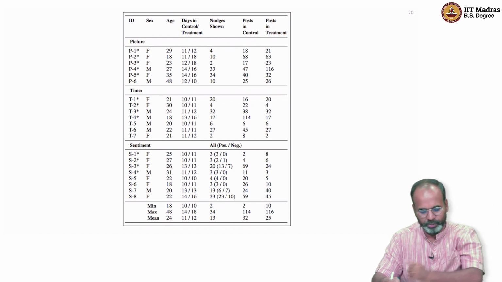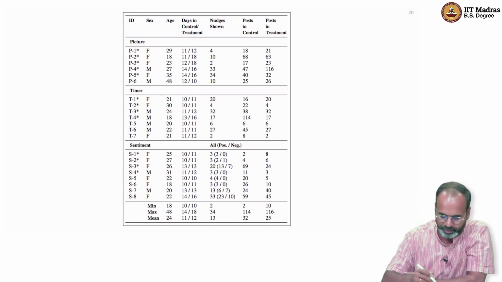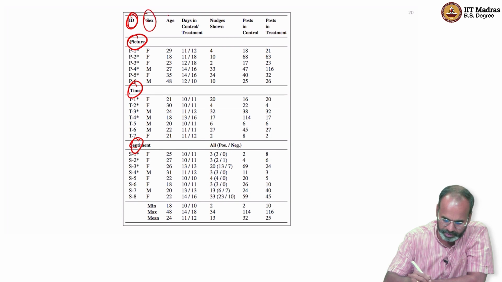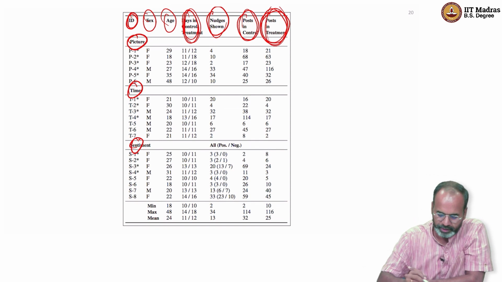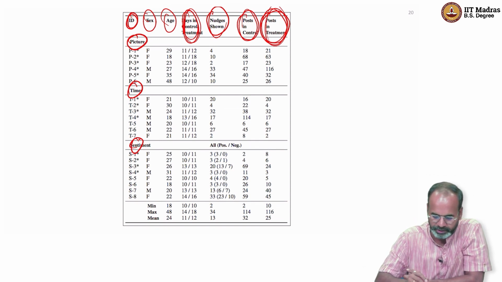One table giving you all the details of participants. If you look at this, there is picture, there is timer, there is sentiment, there is ID for the user, gender, age, days in control, treatment, nudges shown, posts in control, and posts in treatment. Right? So days in control or treatment is the number of days that they were part of the control group, and the number of days that they were part of the treatment group, which is they saw the nudge, right? They saw the picture nudge.